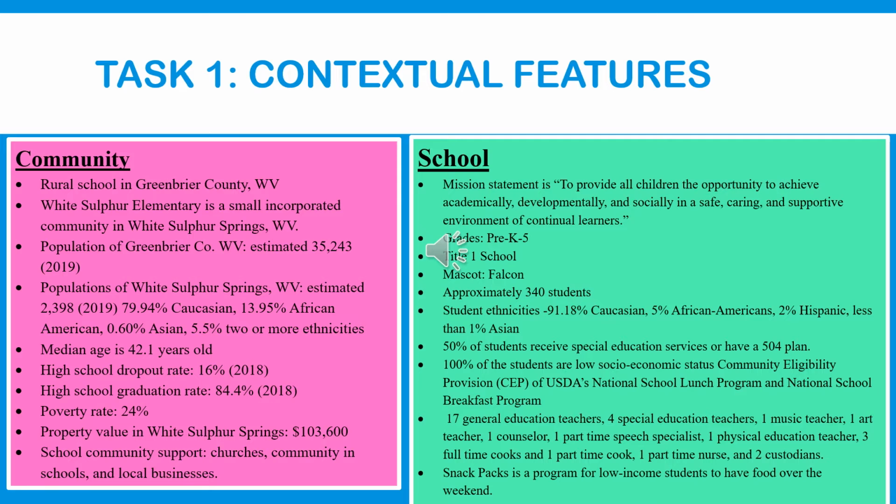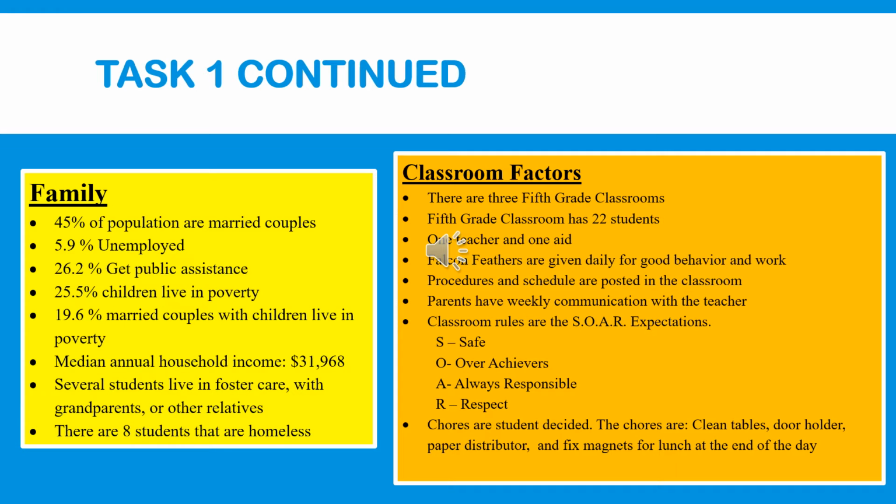White Sulphur Elementary is a Title I school which has the grades pre-K through 5th grade. There are approximately 340 students at White Sulphur Elementary. Many of the students live in foster care with their grandparents or another relative. There are 8 students at White Sulphur Elementary that are homeless.